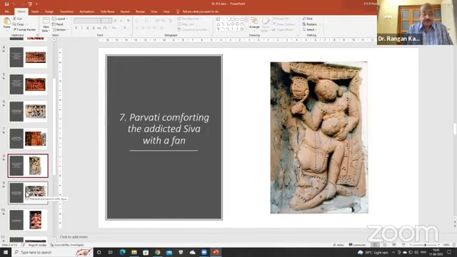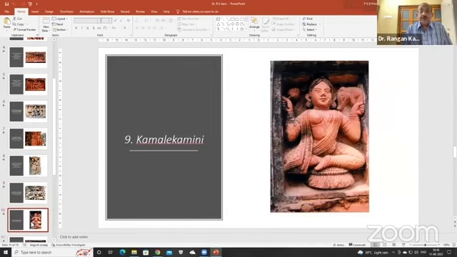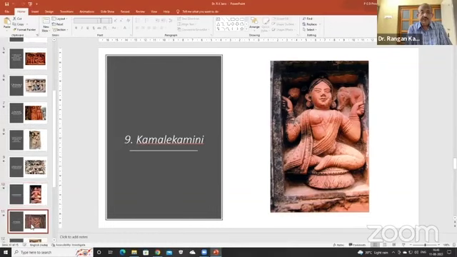In case of Shakti goddesses and minor folk goddesses, I have selected 3. First one is figure number 8, Mahishasuramardini. Figure 9, Kamale Kamini, is also a very unique terracotta plaque. And the last one, very rare in Bardhaman, the Monosha, figure number 10.